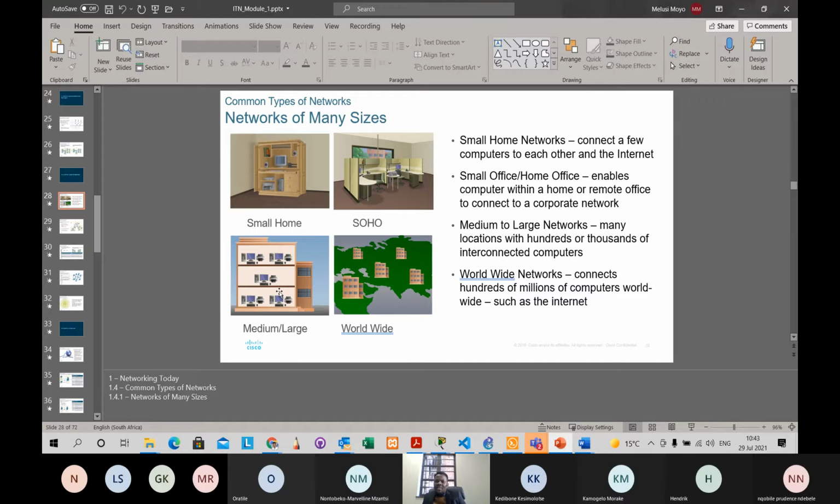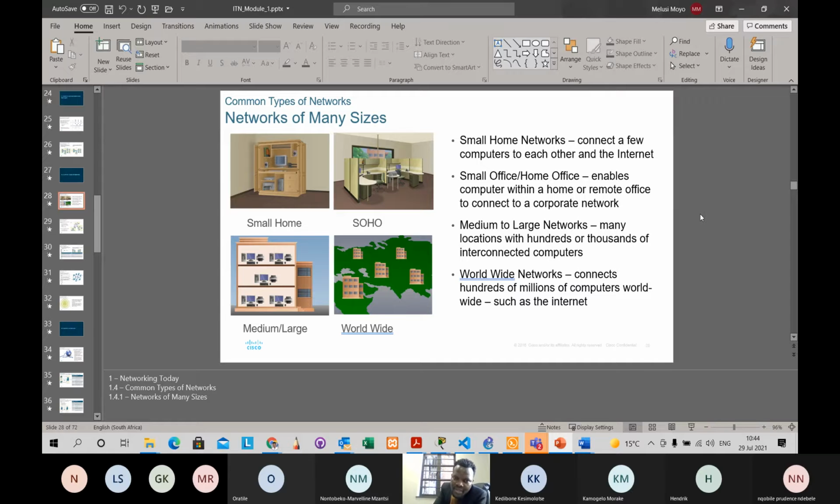You find that FNB, they have large networks, and then the worldwide is whereby we connect these LANs together, and then you have access to different resources on the internet. That is what we call the worldwide. So as you can see there, the small home networks connect a few computers to each other and then the internet. And then small office, home office enables computers within a home or remote office to connect to a corporate network. And then medium to large networks have many locations with hundreds or thousands of interconnected computers.